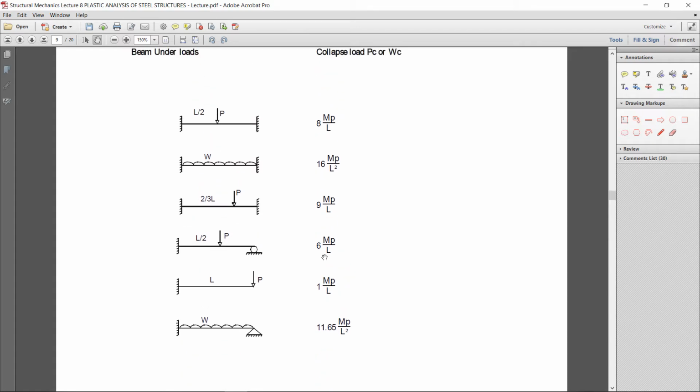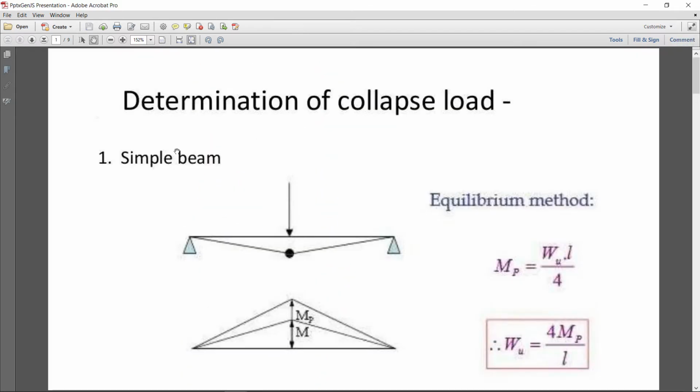How to calculate this collapse load? Okay, determination of collapse load. In a simple beam, that is a simply supported beam, the point load is acting at the spot that is already hinged, actual hinges that are not the plastic hinge. And when the load starts increasing, definitely in the simply supported beam the moment comes at the center. Due to the maximum moment at the center, definitely the hinge will form at the center of the beam.